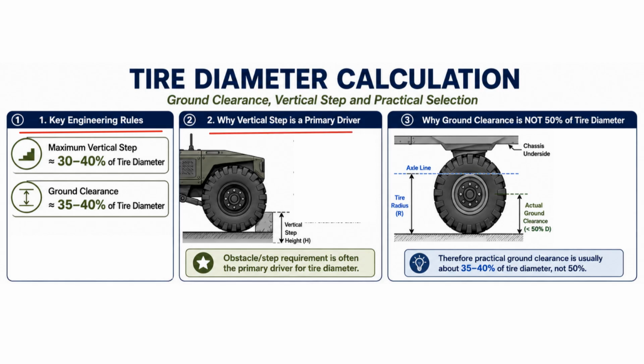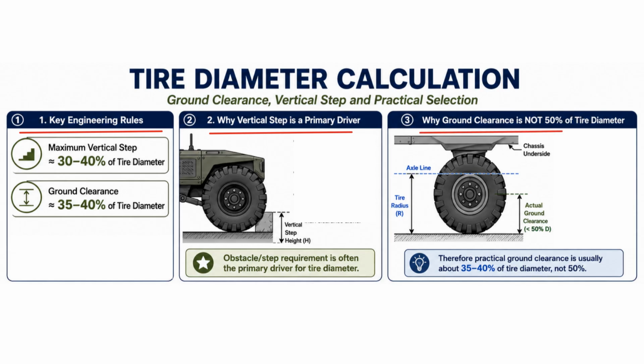The second section explains why vertical step capability is often the primary driver. When a tyre meets a sharp obstacle, the wheel must generate enough climbing moment to rise over the edge. If the tyre is too small, the obstacle creates a severe attack angle and the vehicle may become stuck. A larger tyre reduces this angle and improves obstacle negotiation.